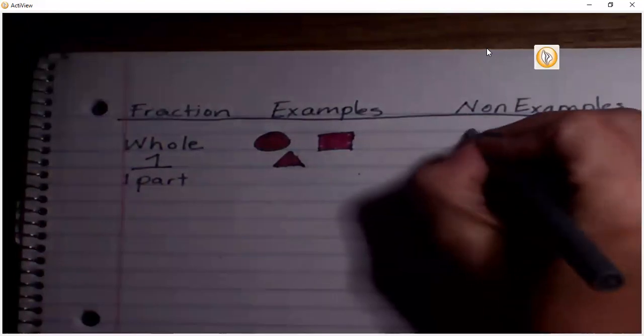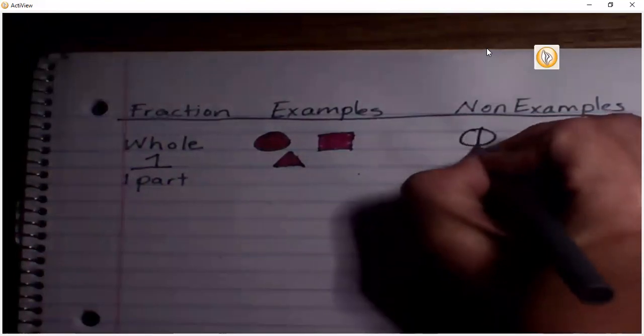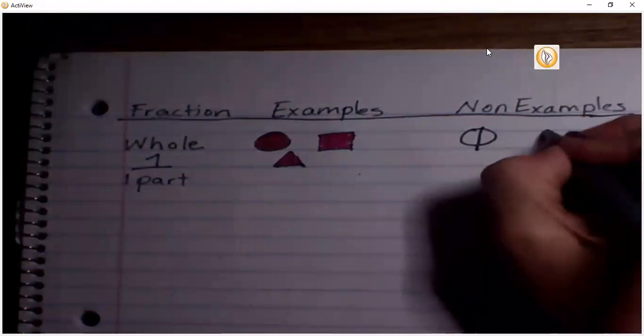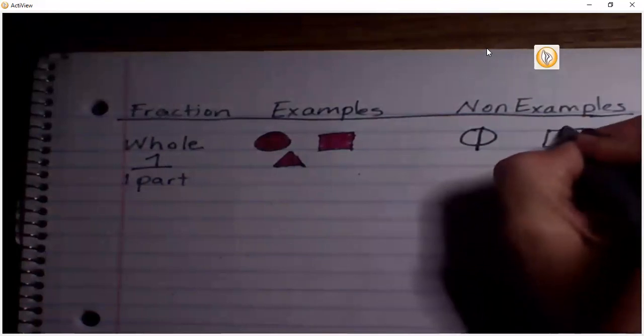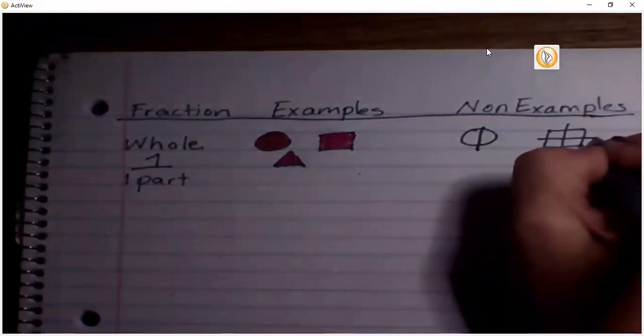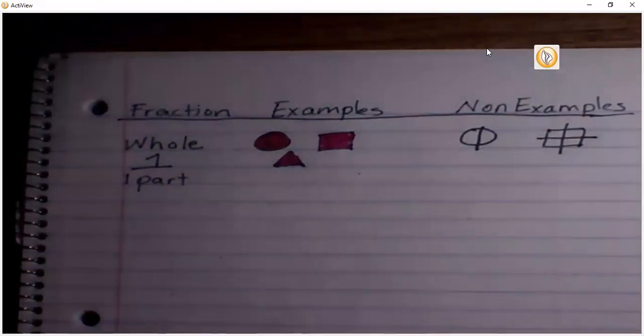Any shape that's cut. Anything that has more than one piece is a non-example of a whole. So go ahead, pause the video if you need to catch up, and make sure your notes are written down.